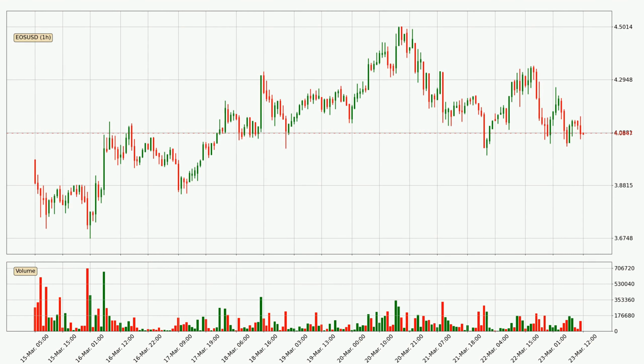Looking at the EOS hourly time frame, the price moved quickly to the downside with around 4.7% in the last 24 hours, with a current price of 4.08. On the other hand, this move wasn't very strong because the volume wasn't very high.